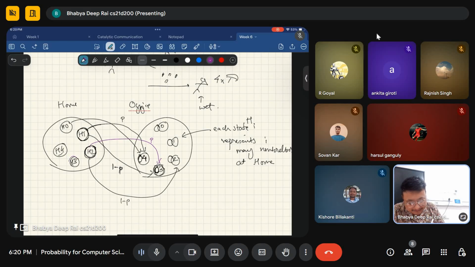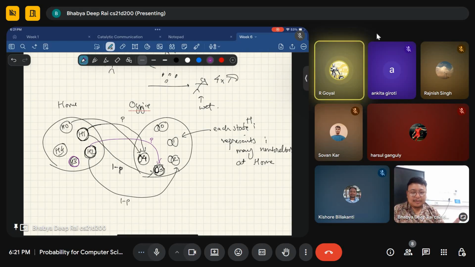Similarly, I'm at H3 and it rains. Which state am I going to move to? So with the probability P, I would be making the transition to the state wherein the sum of the indexes came out to be 5. And with the probability of 1 minus P, I would be making the transition to the states wherein the sum of the subscripts or the indices is equal to 4.